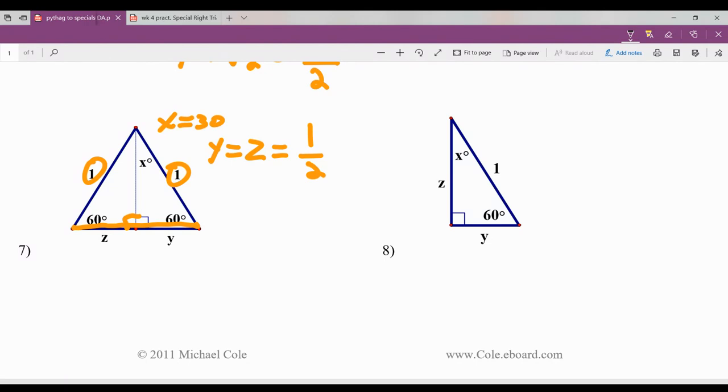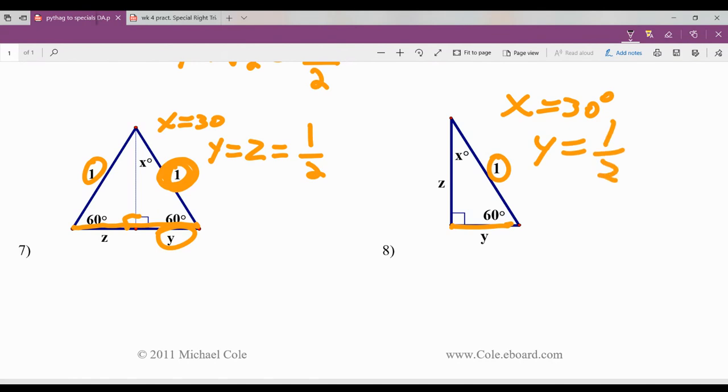Okay, moving on to number 8. This should look like the same diagram. As a matter of fact, number 8 is just the diagram for number 7, split in half, and I'm showing you just the right side of it. So if this is 60 and this is 90, then clearly x has to be 30. If the hypotenuse is 1, that corresponds to that side right there. And y is still the y we had in the previous diagram. So y must be 1/2.